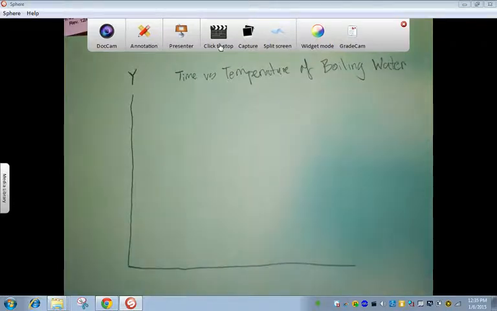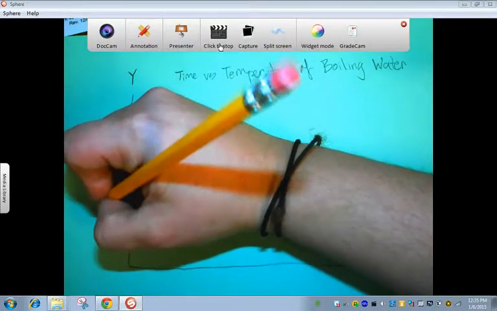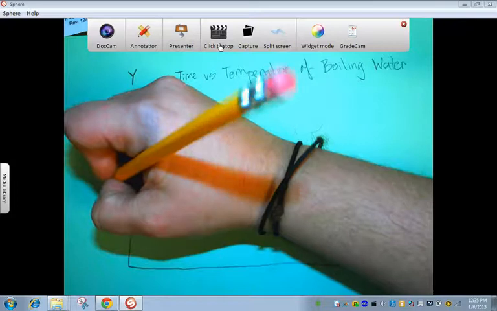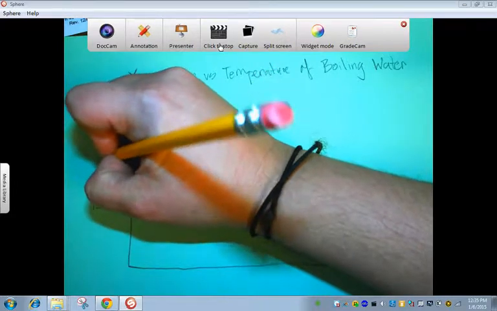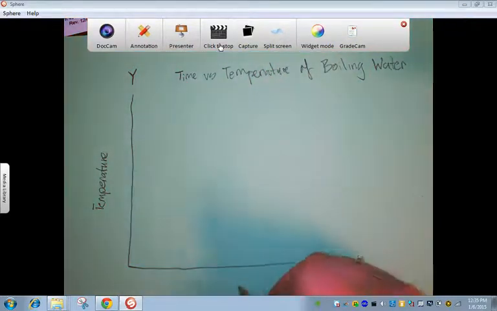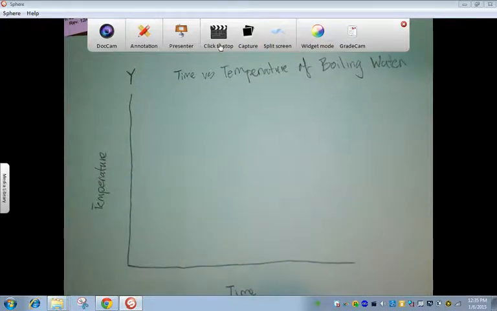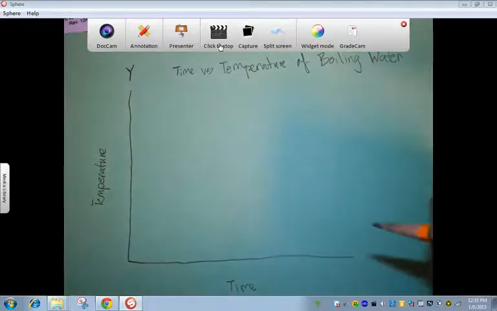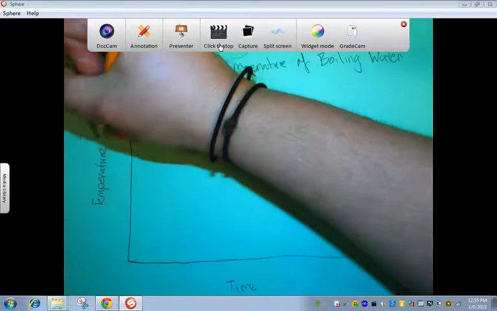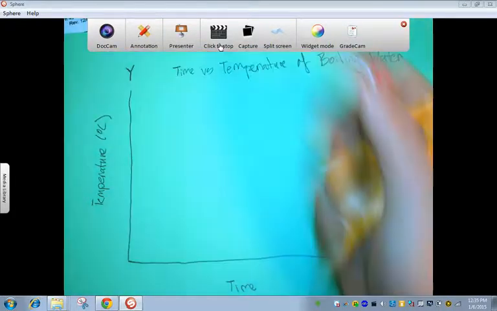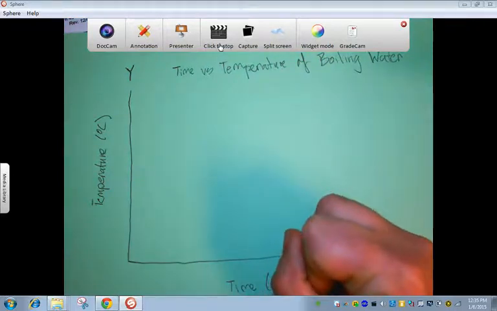I'm going to go ahead and label my different axes. This one here, my y-axis, is going to be labeled temperature. And my x-axis is going to be labeled time. Now it's really important to include your units when you talk about what you're measuring. So with my temperature one, I'm going to include degrees Celsius, and my time one was measured in minutes.